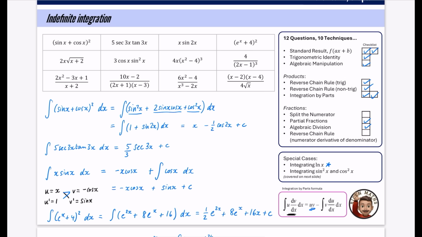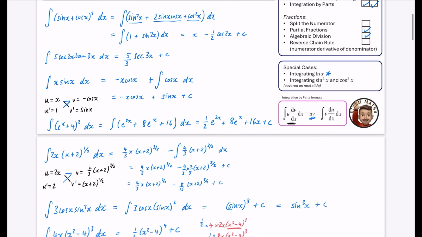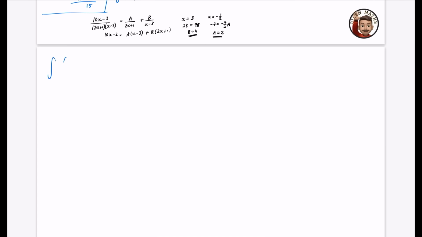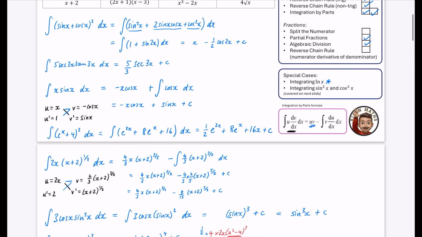So we've now got final two. We've either got reverse chain rule or split the numerator. Now, I think this is going to be the split the numerator because there's this single term here. So we need to try and figure out why this is reverse chain rule. This is 6x squared minus 4 over x cubed minus 2x.